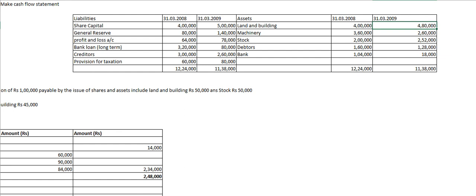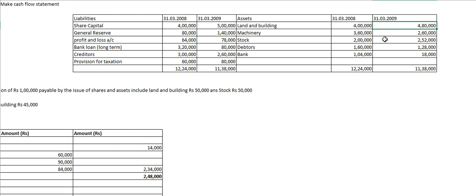Land and building, last year it is 4 lakh. In the current year it is 4,80,000. It has increased, so there is some sort of purchase made, so you will minus it after creating a ledger account. So machinery account also, it has decreased, so you will prepare a ledger account and then you will see what needs to be minus. So some sale has happened, so there is inflow of cash, so you will add the inflow of cash, but you should check it out by preparing your ledger accounts.